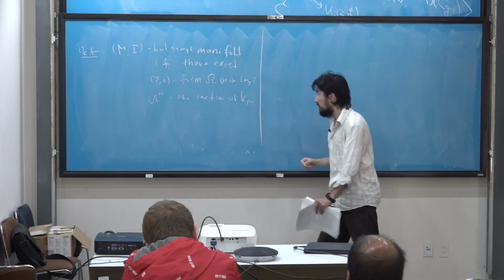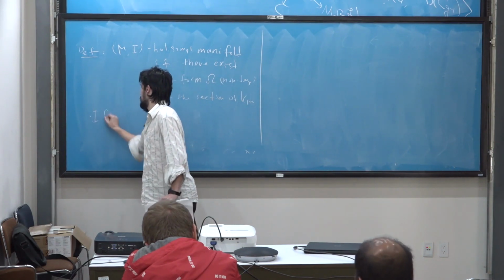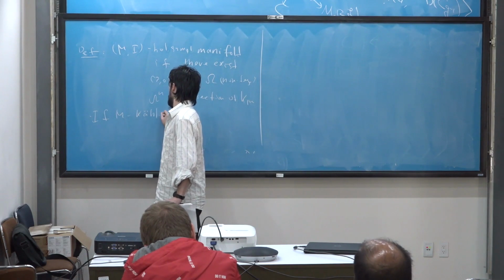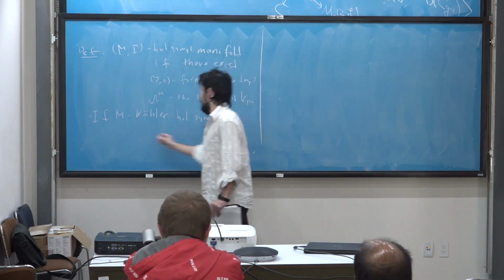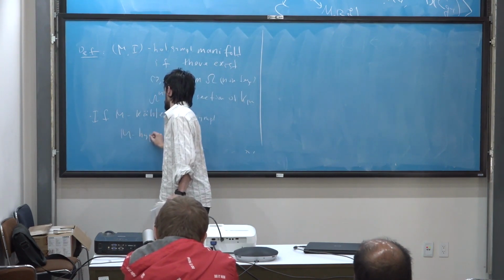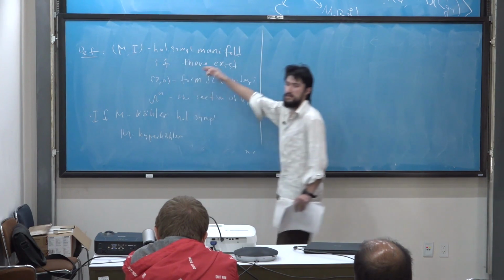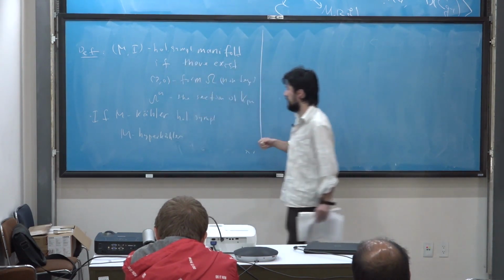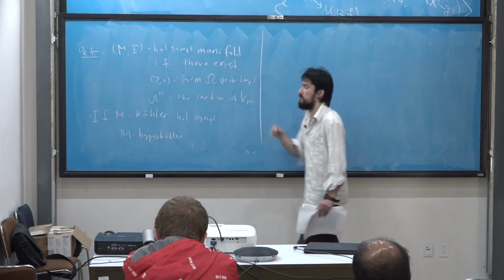Right. So the easiest example is the following one. If M is a hyperkähler manifold, then M is a holomorphic symplectic manifold. And usually people treat the two notions as synonymous, hyperkähler and holomorphic symplectic. But there exist some non-Kähler holomorphic symplectic manifolds. I will talk about them a little bit later.